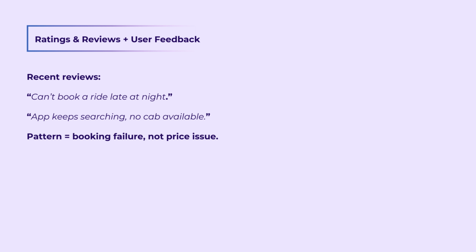Now let's look into ratings and reviews plus user feedback. The recent reviews show that users are complaining about not being able to book a ride late at night. The app keeps searching but there is no cab availability. The pattern here is booking failure, not a price issue.